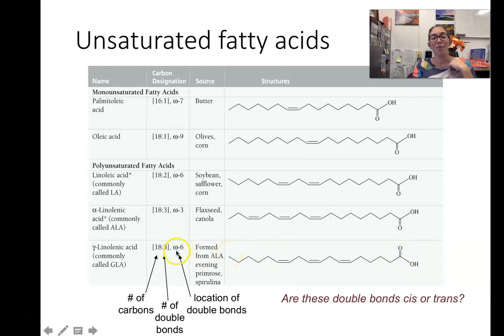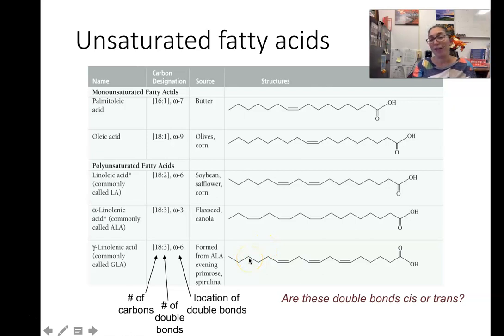So if we have an omega-6 fatty acid, it means the first double bond appears 6 carbons away from the tail. If we count that out, we've got 1, 2, 3, 4, 5, 6. So the 6th carbon from the tail is where we see this double bond. And then the double bonds occur every 3 carbons. So that's what that designation means.